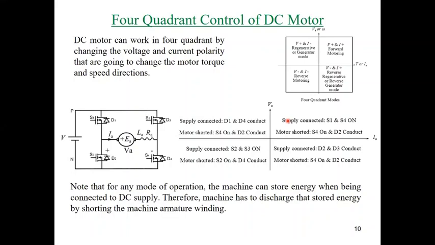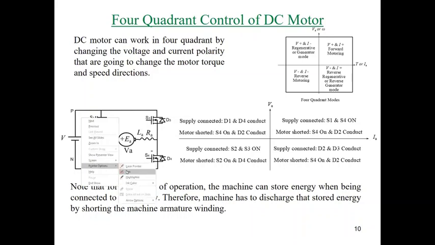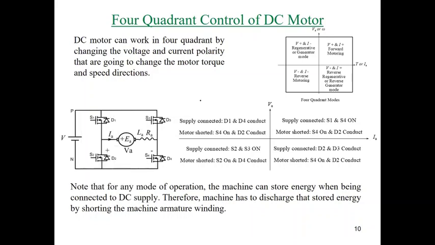Let's discuss the switching here, Shabab. For instance, in first quadrant mode, if we apply the switching described here, as you can see, the supply is connected through S1 and S4. If we turn on S1 and S4, it means the current will flow in this direction.